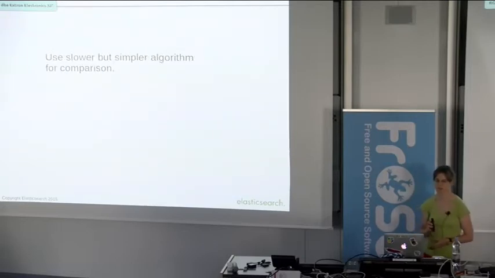Another use case for randomized testing is when you know of an algorithm that is slower than the one you implemented for real, for production, but that is simpler to implement. So you don't have all the funky optimizations in there. You put the slow algorithm in your randomized test, you run that over your generated input and make sure that the output is identical to your production output.